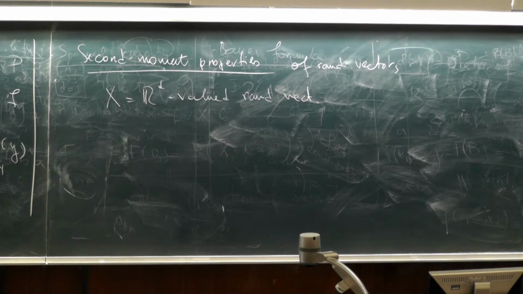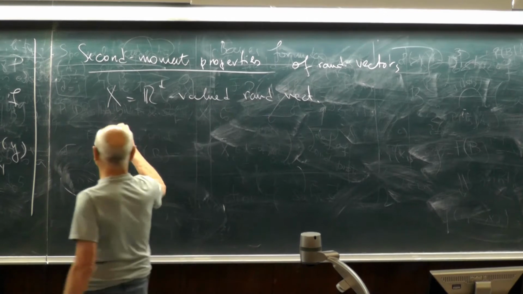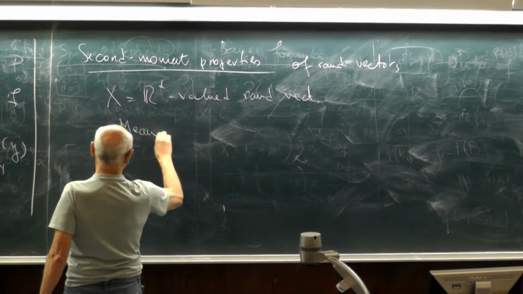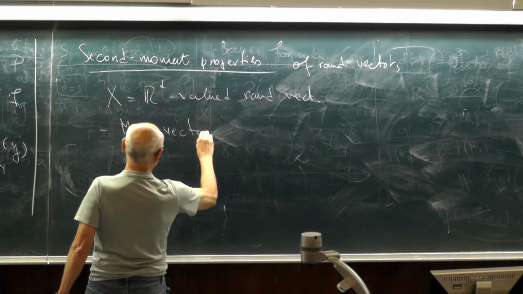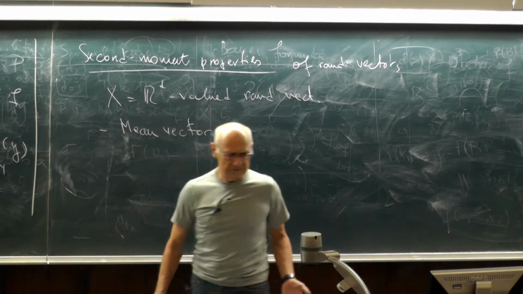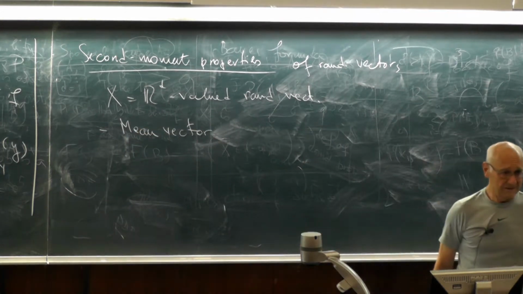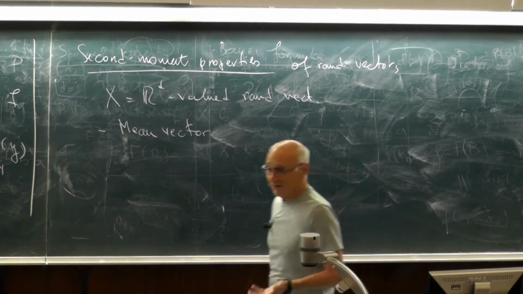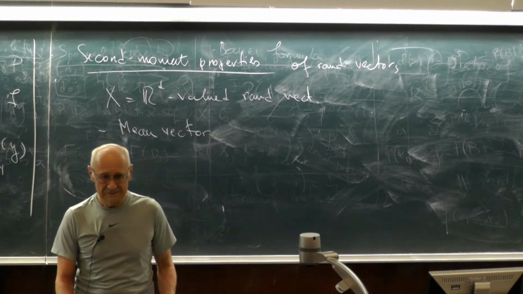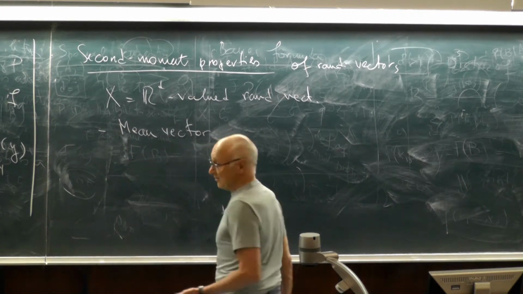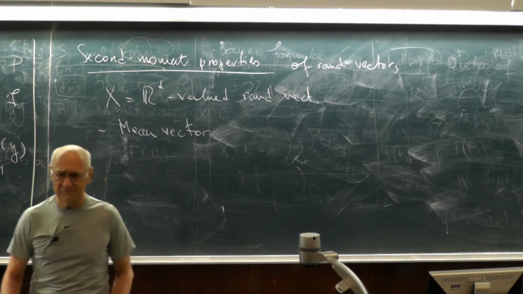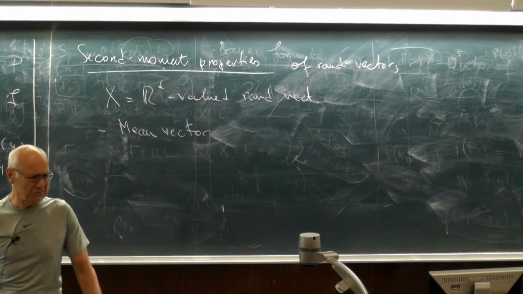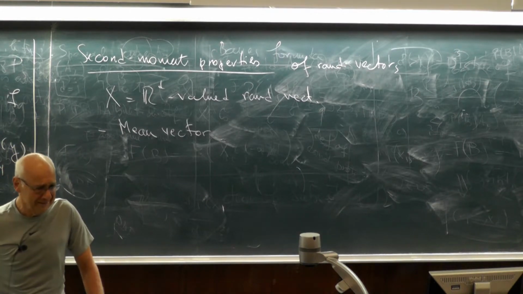So it's a mean vector. And when I'm writing these things, I assume that these first two moments exist. Not all random variables have first two moments. They may not exist. For example, the Cauchy. Have you seen the Cauchy distribution, right? Of course, it doesn't have even the mean.